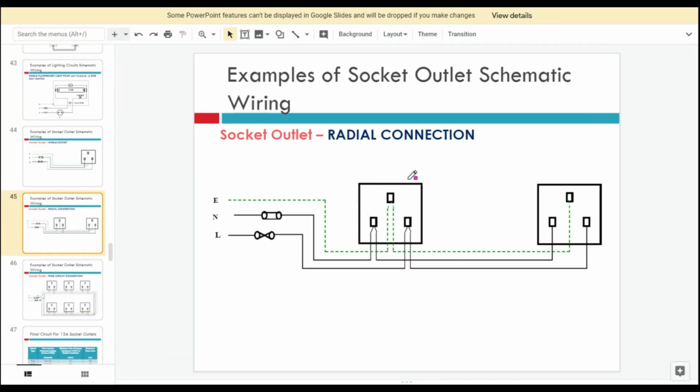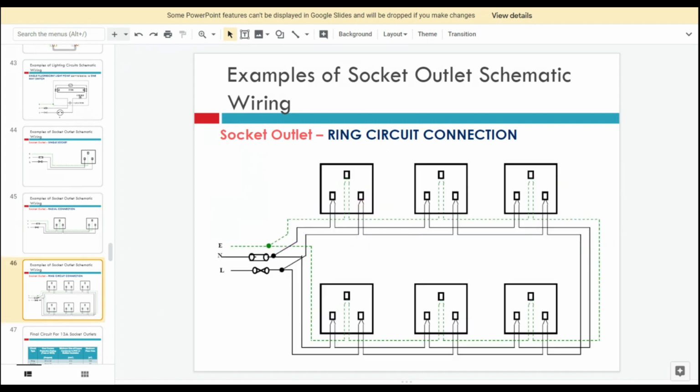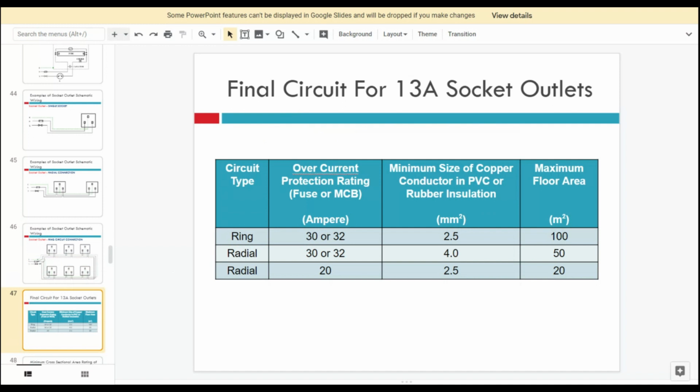Okay, so we continue. For the radial connection, we connect to SSO with the main supply. So this one is for the radial. Then we have the ring circuit connection. For the ring circuit connection, we have more than three, many SSO that we want to connect together with the main supply. So that one we call the ring circuit connection. And then this is the final circuit for 13 amp socket outlets.